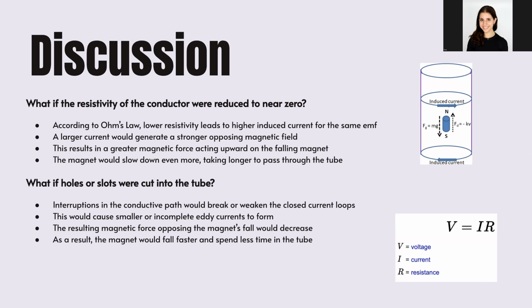And if holes or slots were cut in the tube, then interruptions along the conductive path would break or weaken the closed current loops, which would cause smaller or incomplete currents to form, and the magnetic force opposing the magnet's fall would decrease. So the magnet would fall faster.